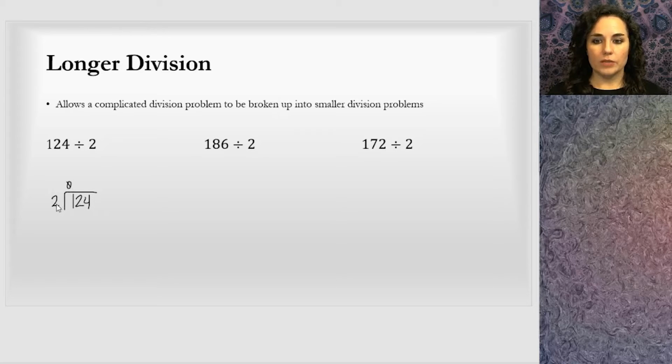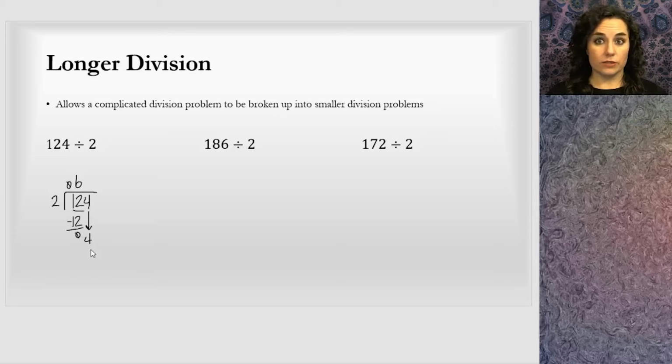So I'm going to say, how many times does 2 go into 12? Now I'm considering both the hundreds number and the tens number. How many times does 2 go into 12? Well, 2 goes into 12 6 times evenly. So I'm going to take 6 times 2 and multiply and get 12. And I have nothing left over. And I expected that. 2 goes into 12 evenly 6 times. I bring down the 4.